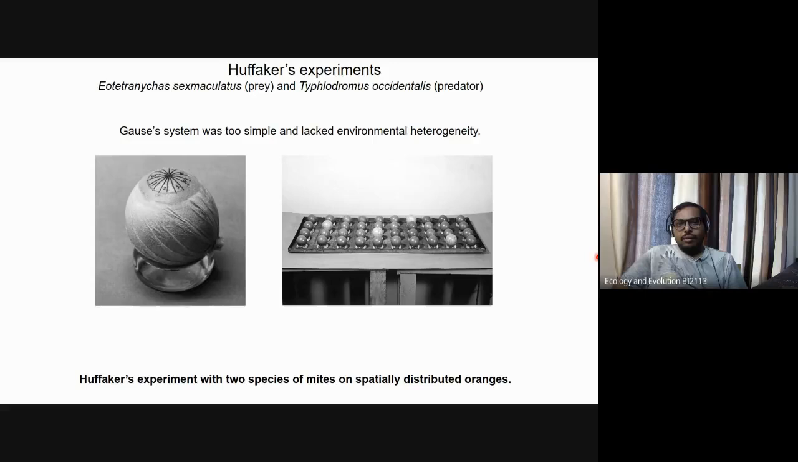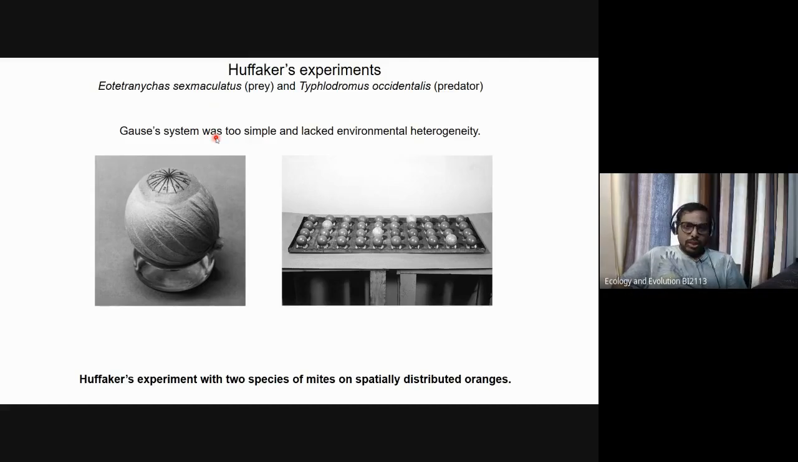One major set of experiments was done by this American biologist called Huffaker, who was using two species of mites, one prey mite and another predatory mite. This is called Sex maculatus. This sex is not the sex you guys are thinking. This is the sex which means six. Maculatus means spot. This is the same root from which you get immaculate, which means spotless. So Sex maculatus literally means six spots. This was the mite which had six spots on its body.